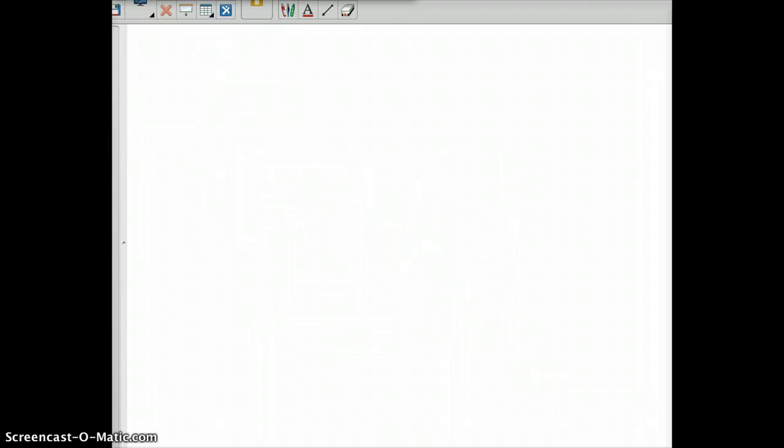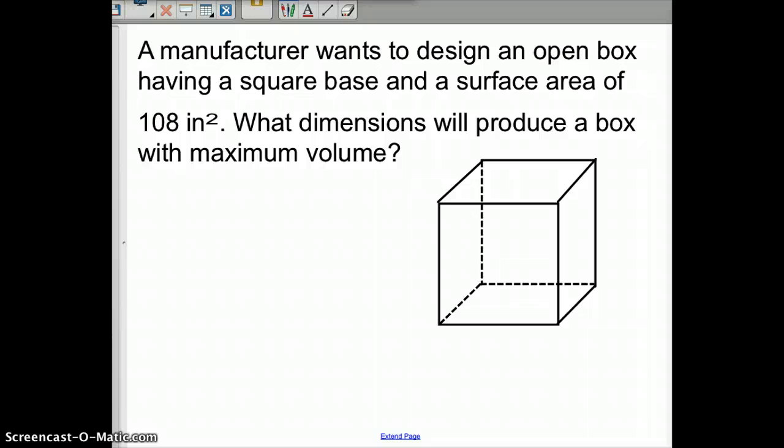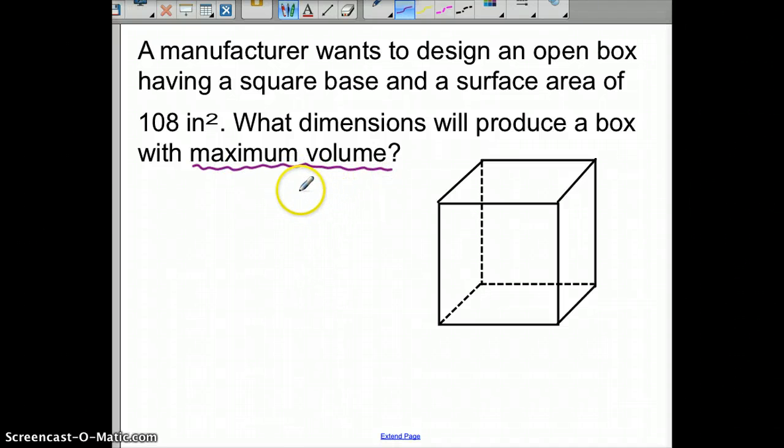So let's get started. A manufacturer wants to design an open box having a square base and a surface area of 108 square inches. What dimensions will produce a box with maximum volume? So the first thing we look at is what are we trying to optimize? In this case, we're trying to maximize the volume. So I need a volume equation. This is going to be my primary equation.